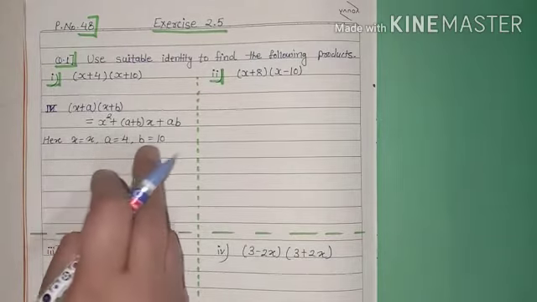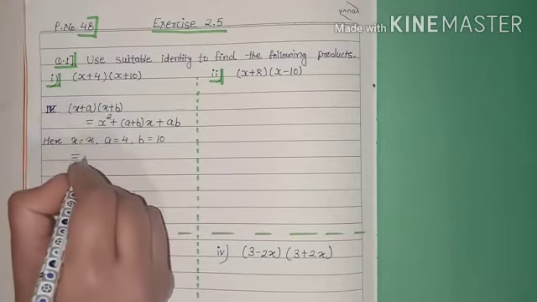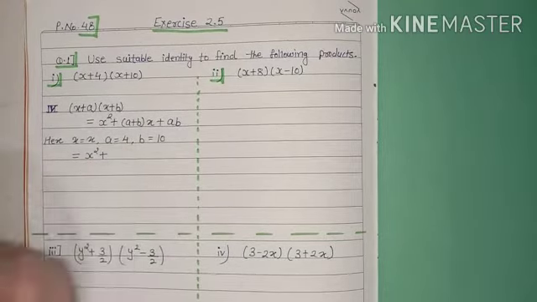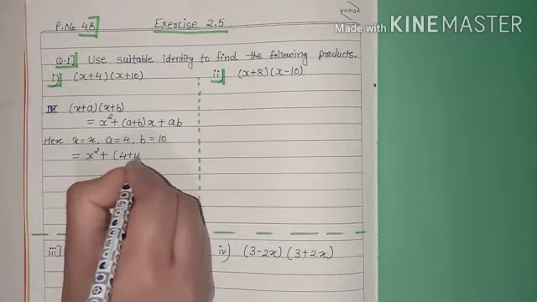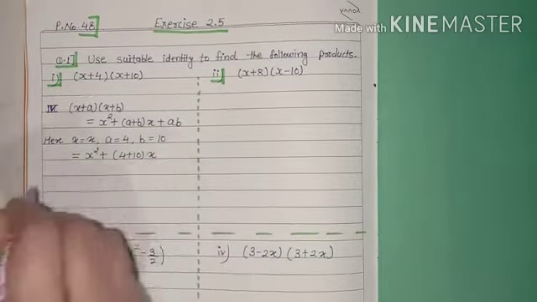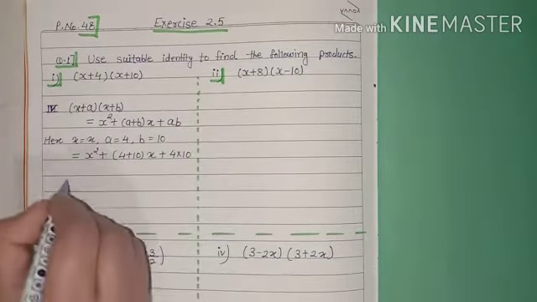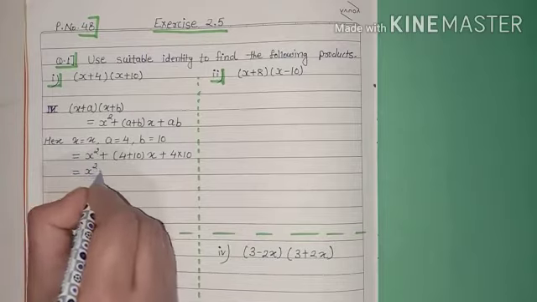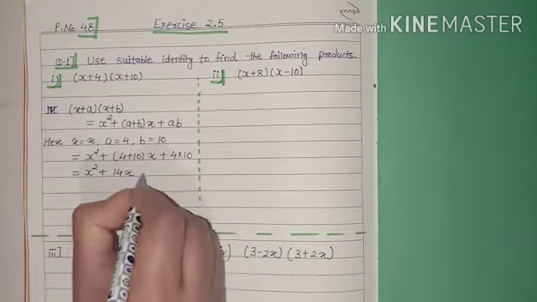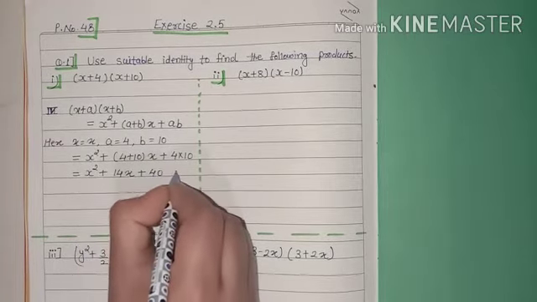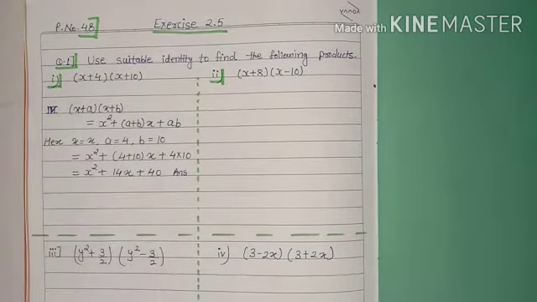Now you have to substitute all these values in the right hand side of this fourth identity. x² as it is. Within the bracket substitute the values of a and b, that is 4 and 10. It means (4 + 10)x, as it is, plus a into b, that is 4 into 10. Now we will simplify this bracket: 4 plus 10 is 14, so 14x, and 4 tens are 40. This is your answer. With the help of identity we can easily find the products.